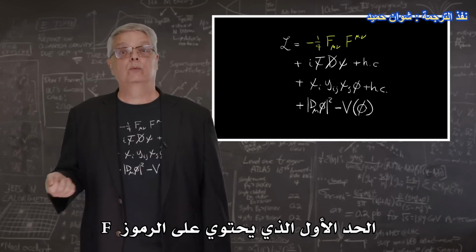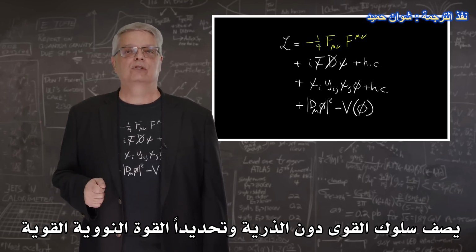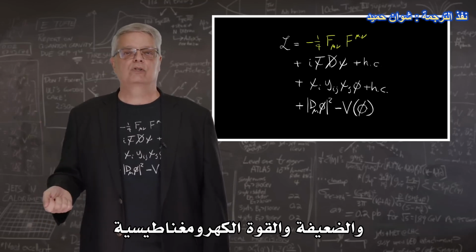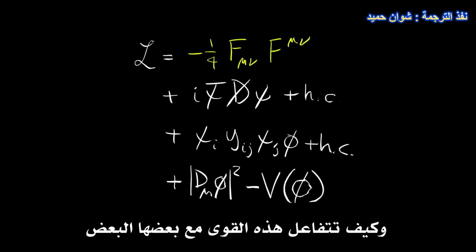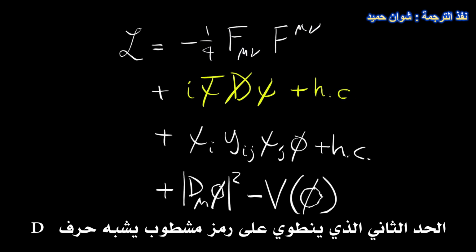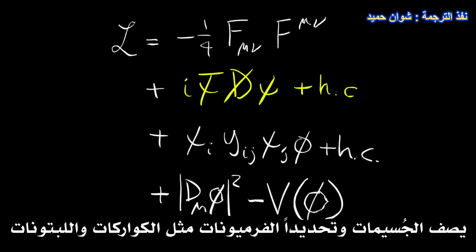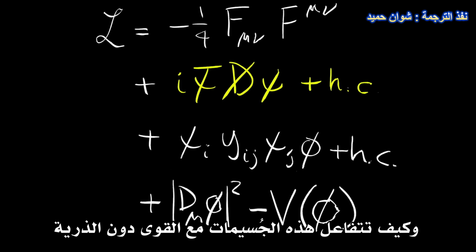The first term, the one with the F's, that line describes the behavior of the subatomic forces, specifically the strong and weak forces in electromagnetism, and how the forces interact among themselves. The second line, the one with a D with a slash through it, describes the particles, specifically the fermions like quarks and leptons, and how they interact with the subatomic forces.